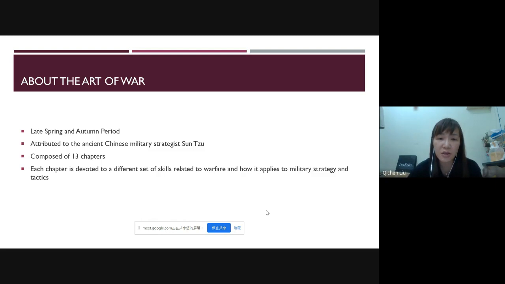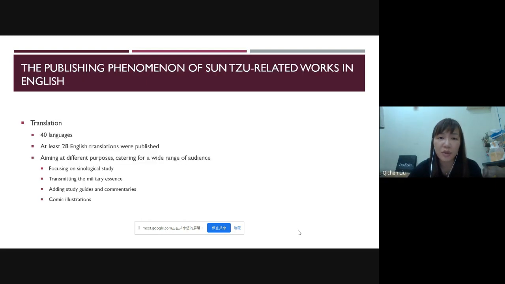And I would like to tackle my theme from these two points. The first one is the publishing phenomenon of Sun Tzu-related works in English. The Art of War was widely translated and adapted into different languages. Translations in more than 14 languages, including Japanese, Korean, French, Russian, German, Spanish, and English, were published.